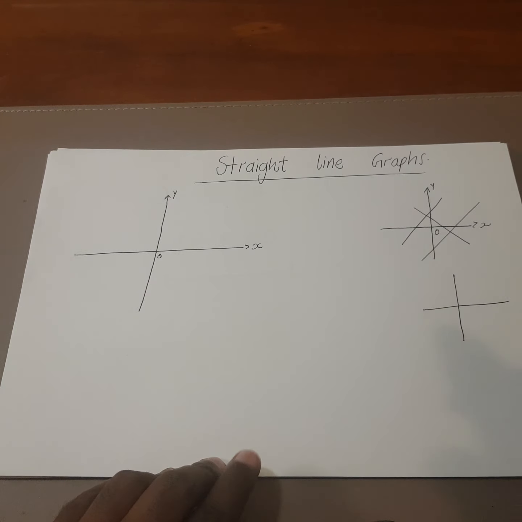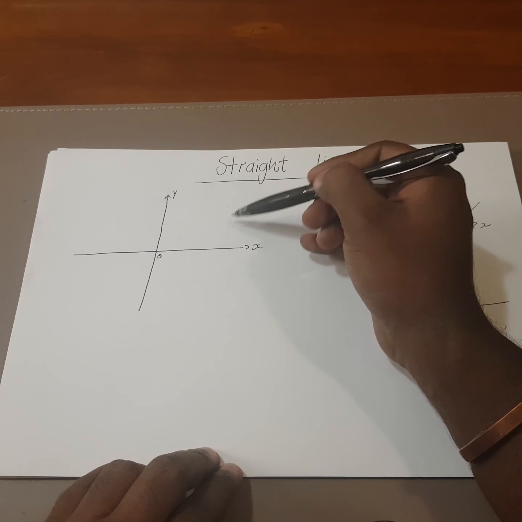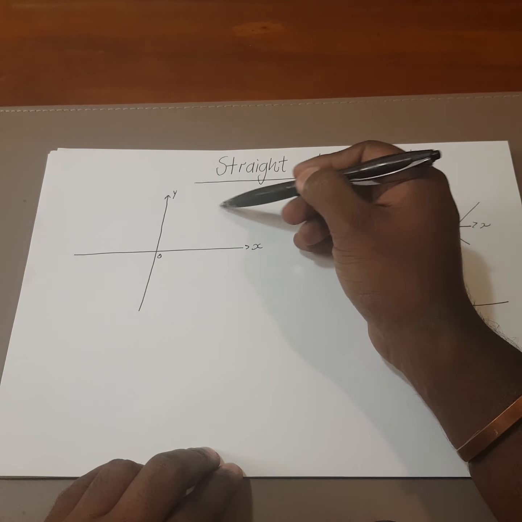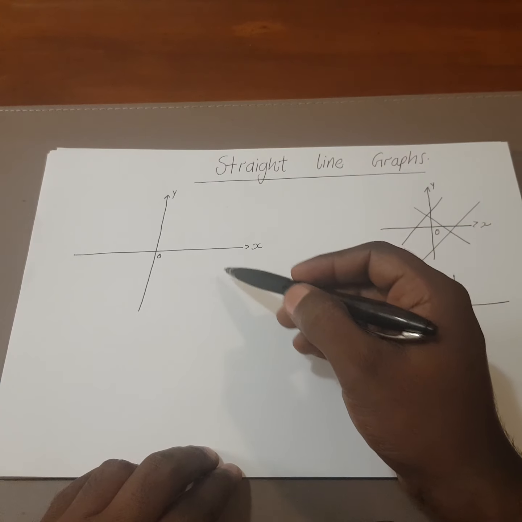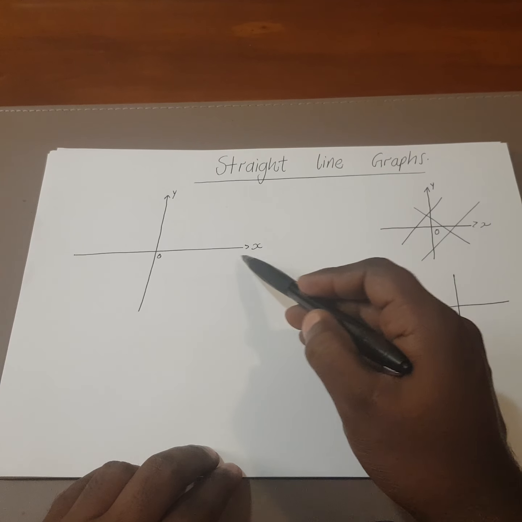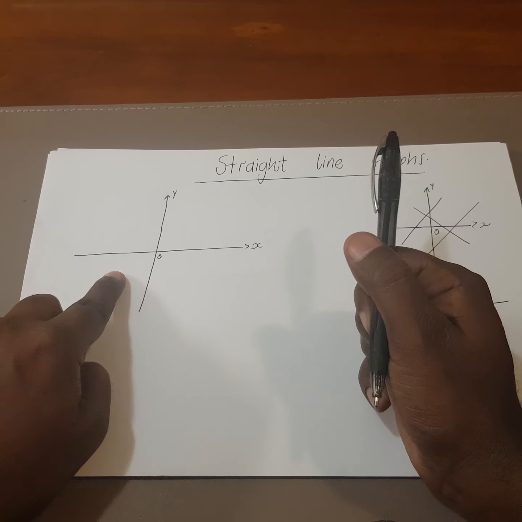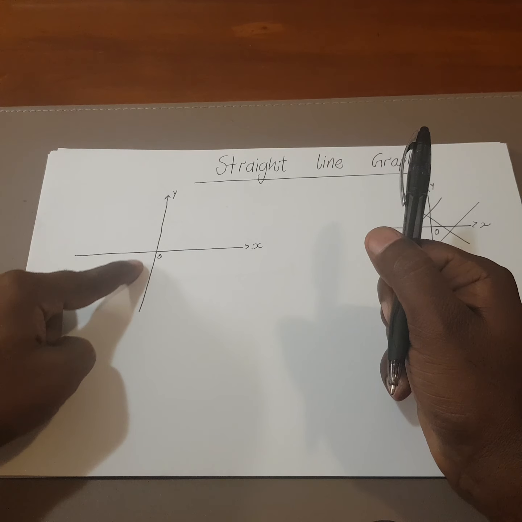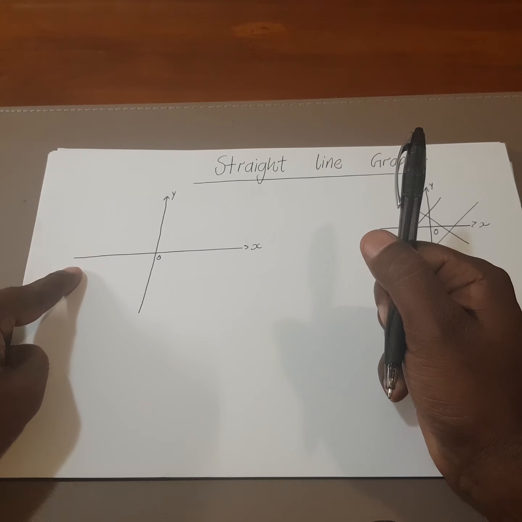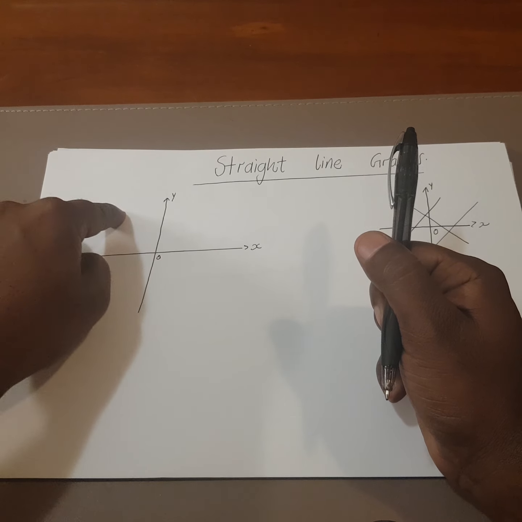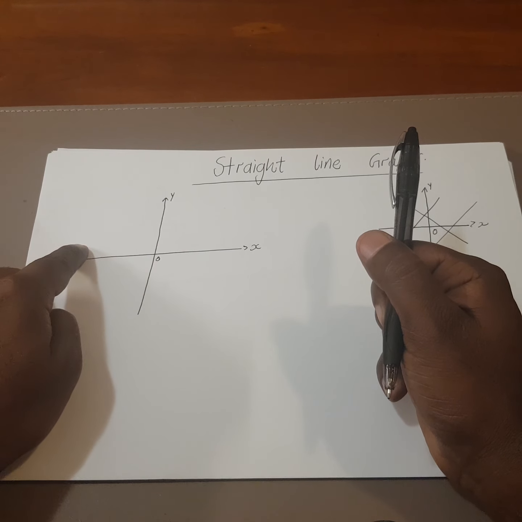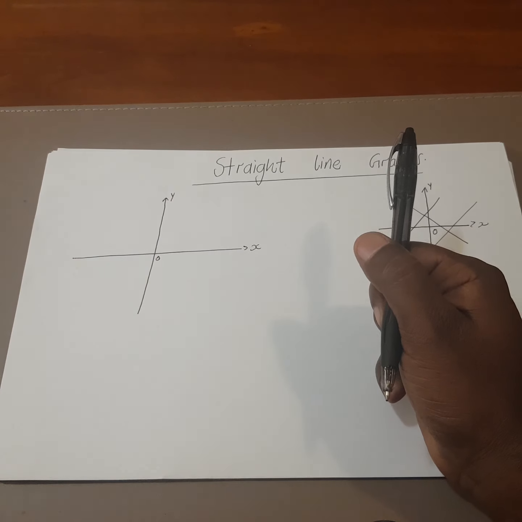So in a nutshell, if you look here, both your x and y values are positive. And if you go down here, your x values are positive, but your y values are negative. When you go here, your x values are negative and your y values are negative. And when you move up there, your x values are negative and your y values are positive.